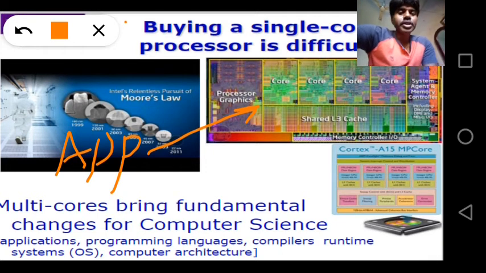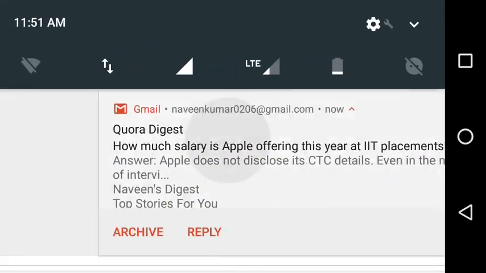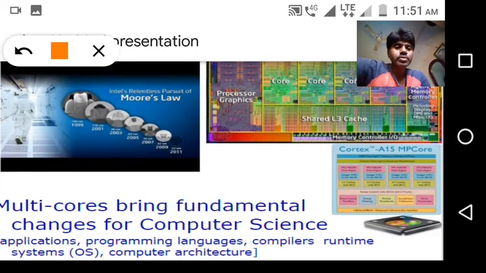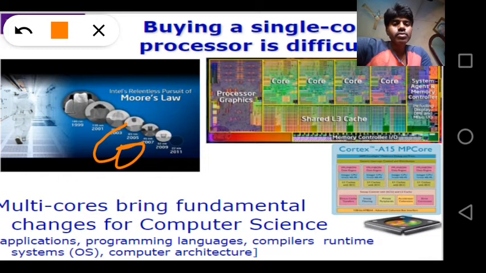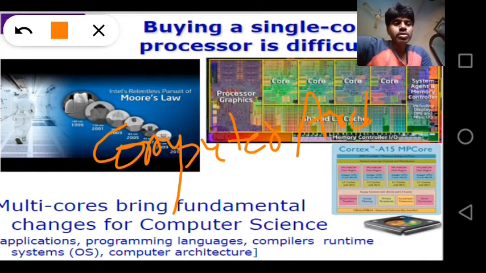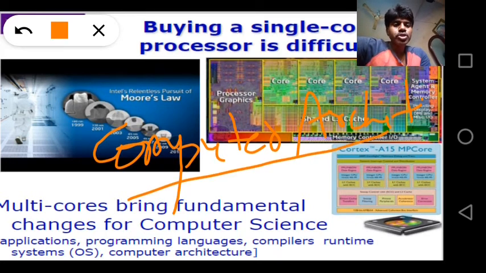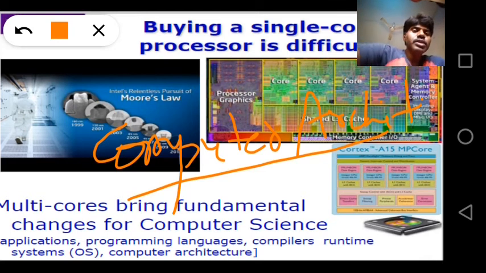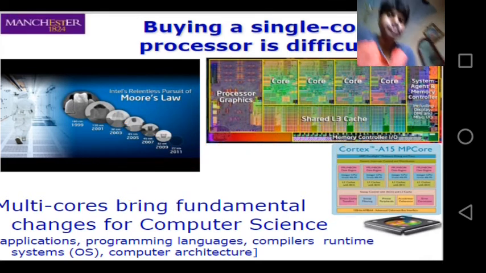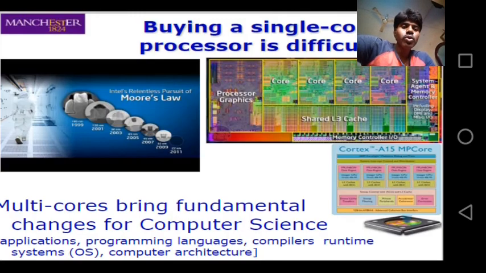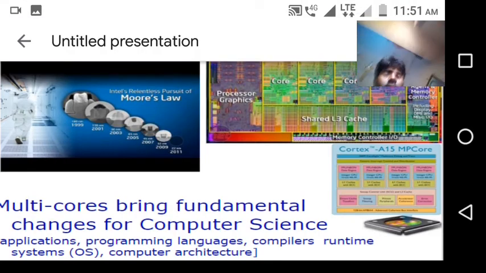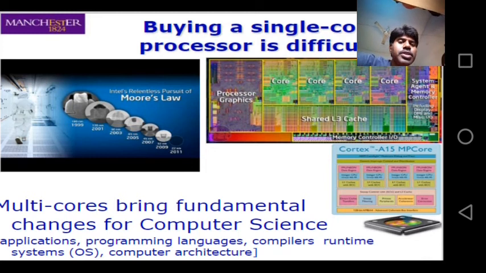Next, the computer architecture itself. The total computer architecture has been changed and has evolved with the multi-cores. Now, if you see an example of this, multi-core brings fundamental changes for computer science.